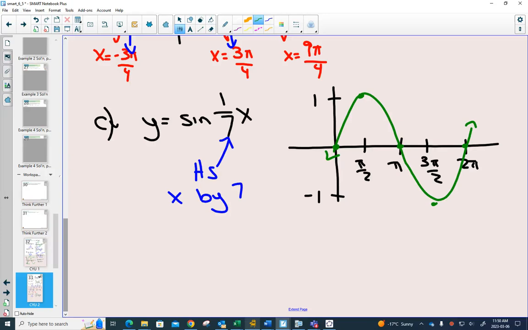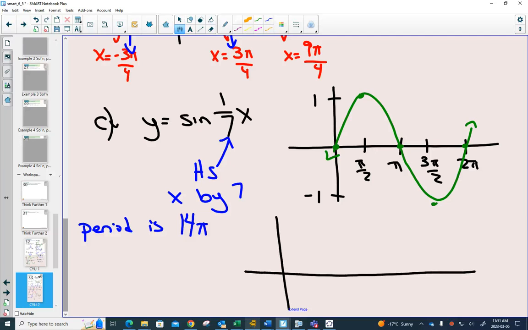Now that we have a horizontal stretch by a factor of 7, if our normal period was 2 pi, does it make sense that our period, 2 pi times 7, will be 14 pi? And as far as a shortcut goes for graphing this one, what I'm going to ask you to do is pick somewhere along your x-axis and mark one period, which is 14 pi. Because your axis normally splits something into 4 equal sections, we're going to take this 14 pi and divide it into 4 equal sections.